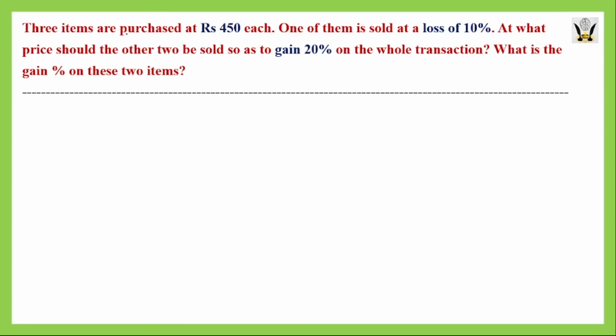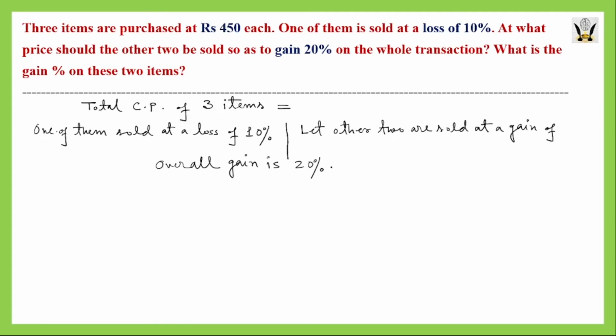Initially, the information given is that each item is purchased at rupees 450, so we can easily find the cost price of those three items. For each item it is 450, and we have three items, so the total cost price of all the items will be 3 multiplied by 450, which is 1350 rupees.